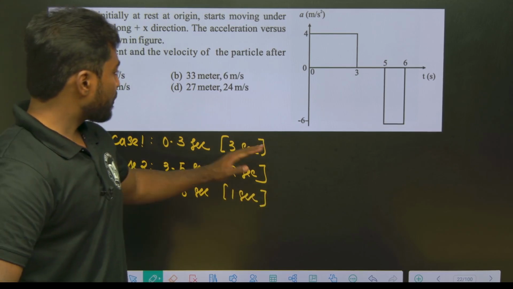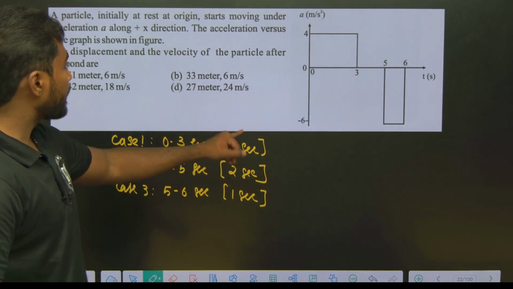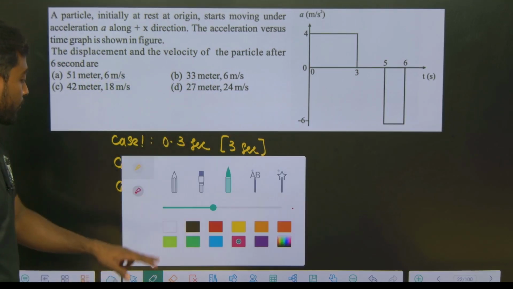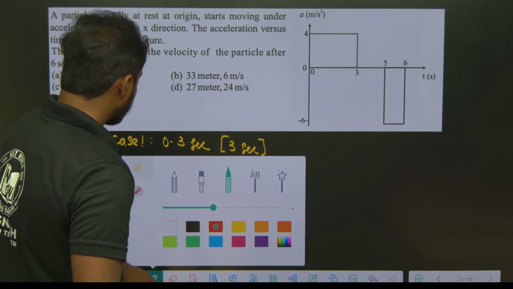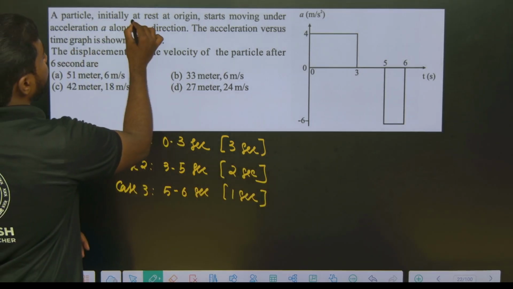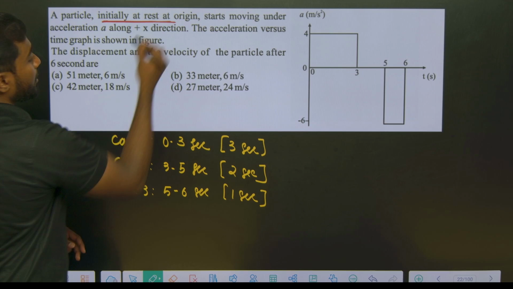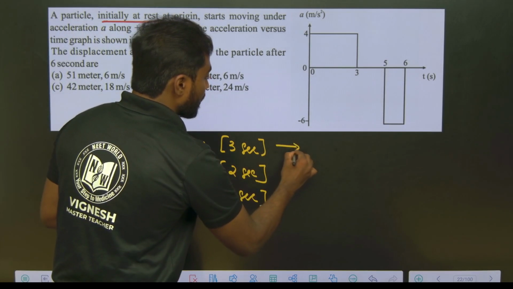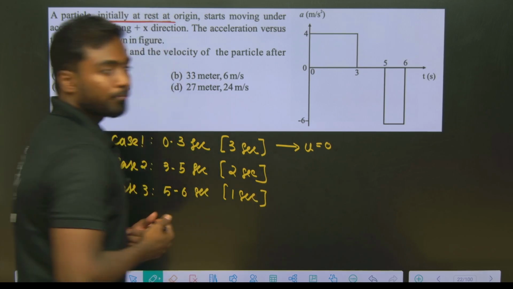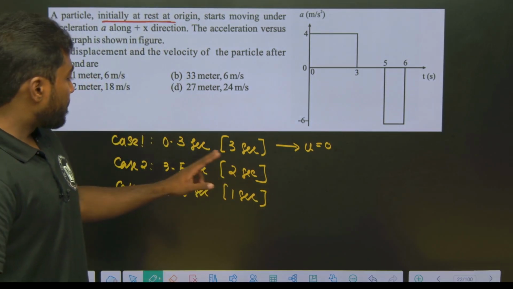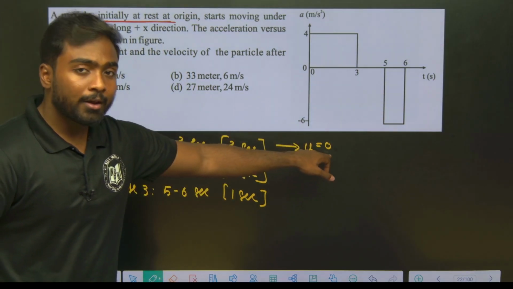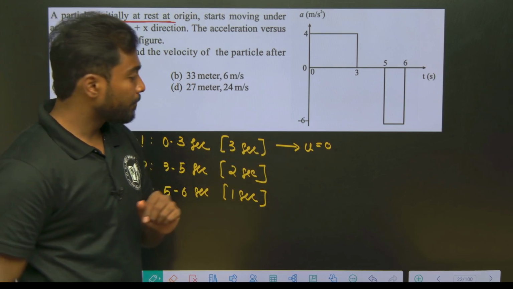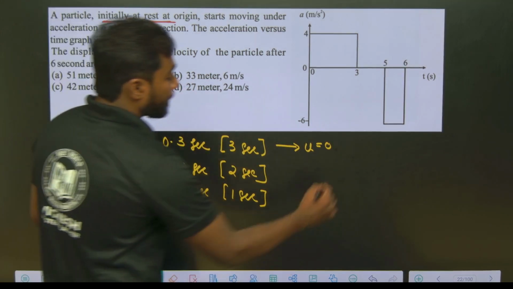So for case 1 I need to find the velocity as well as the displacement of the particle. One more thing they have told: the particle is initially at rest. So for case 1, u will be equal to 0. But for case 2, whatever velocity we get for case 1, that velocity I should take as u.